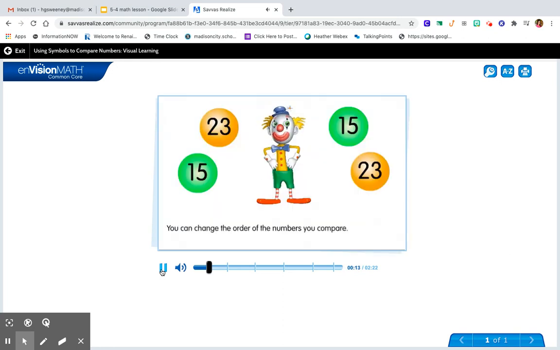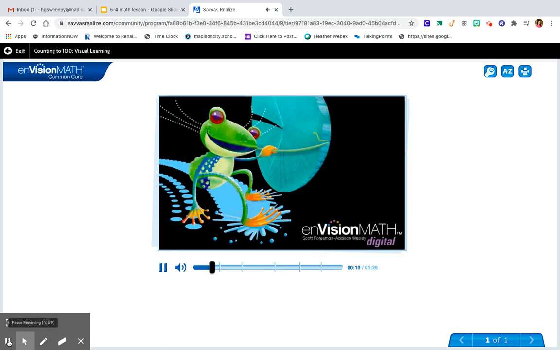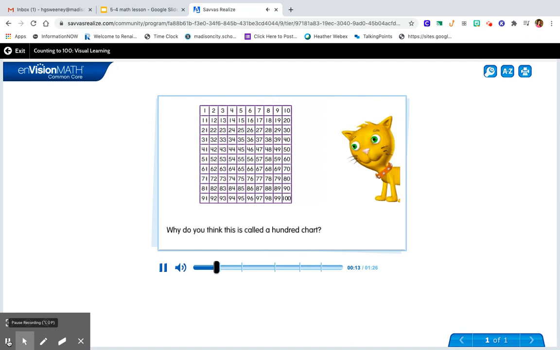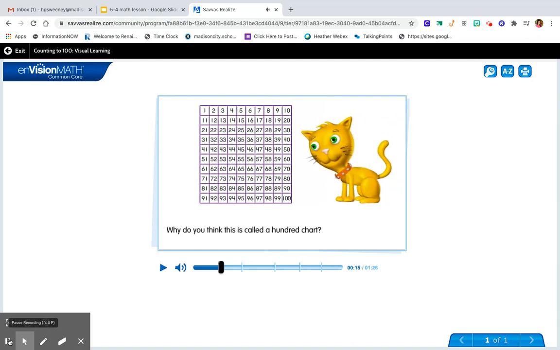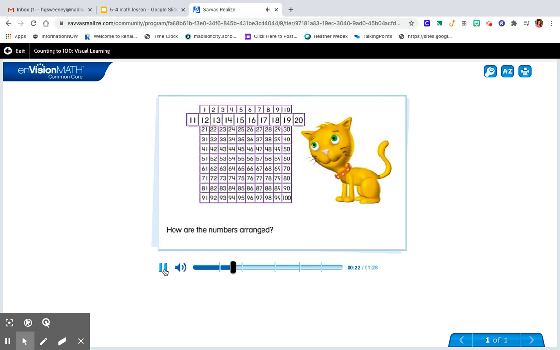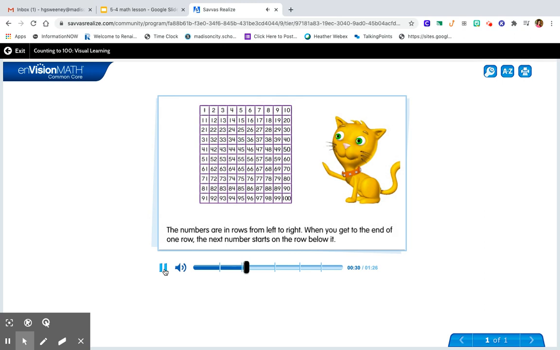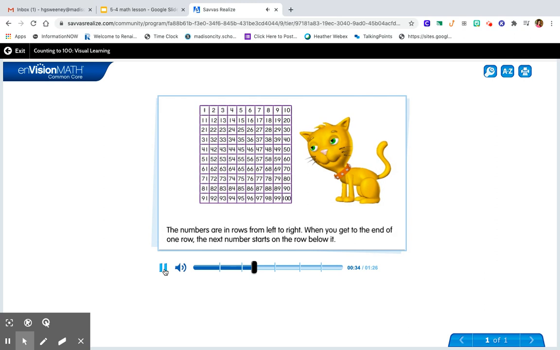It includes the order of the numbers you compare. Why do you think this is called a 100 chart? The 100 chart shows all the numbers from 1 to 100. How are the numbers arranged? The numbers are in rows from left to right. When you get to the end of one row, the next number starts on the row below it.